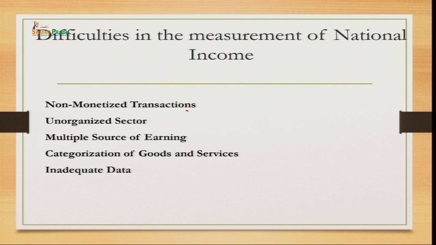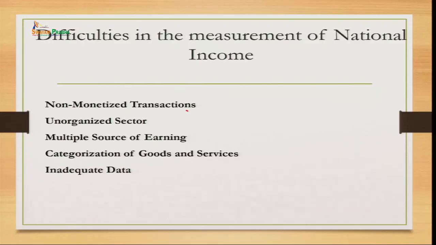Then in our economy, we have a large portion of unorganized sector. These sectors cannot be taken into account by any of the three methods. Like if there is a roadside tea shop, and you are making expenditure on that particular shop, how are you going to calculate it? Because these people are not paying any taxes. The same goes for the payments we make to our domestic helpers. So it is very difficult to calculate their income in the national income. Then if people have multiple sources of income which they are not disclosing, or if they are not paying taxes on that income, then again it will be difficult.